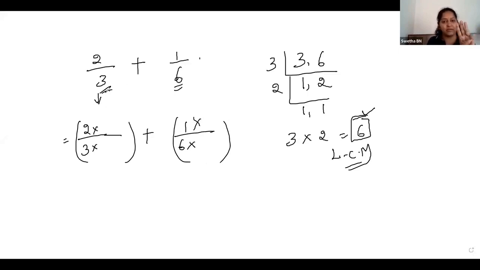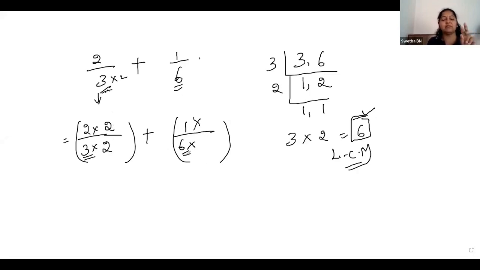In the first fraction we have 3. How to make it 6? Just multiply by 2, right? We have 3, how does it become 6? Multiply by 2. So the same thing, I am multiplying the numerator also. Whatever we do to the denominator, we do to the numerator also.